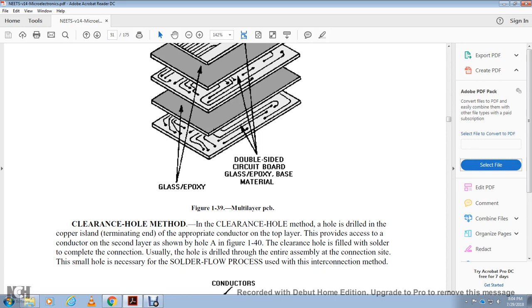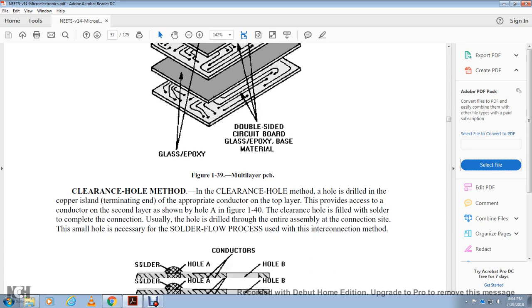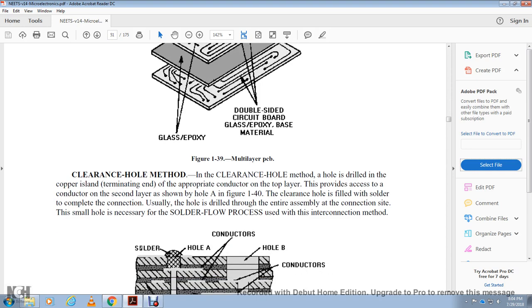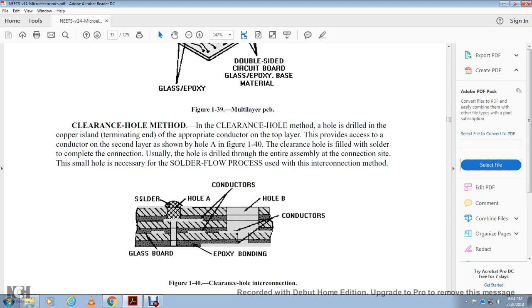If the hole is drilled after the board is entirely assembled, the connection side of the smaller hole is in the solder flow process. This is the interconnection method. The conductor is a solid hole, hole A, hole B, with the conductors, epoxy bond and glass body.